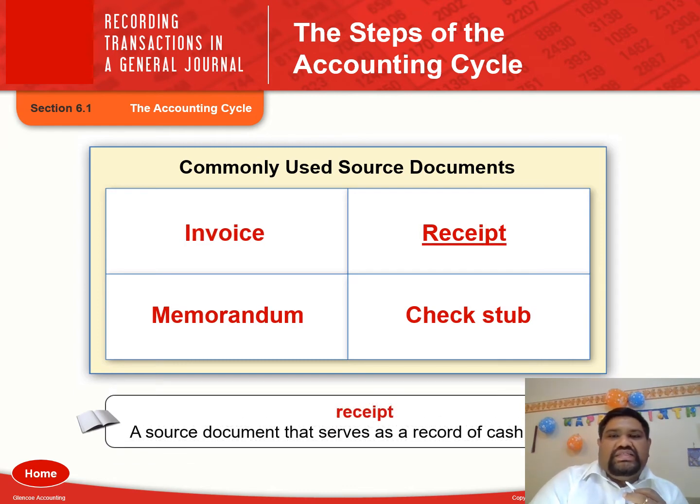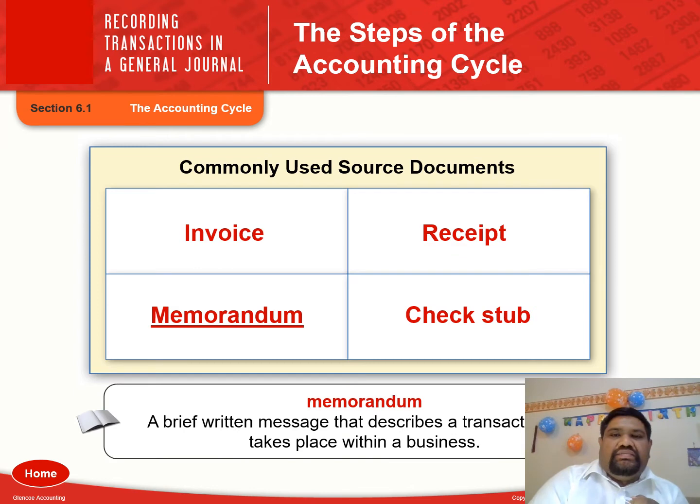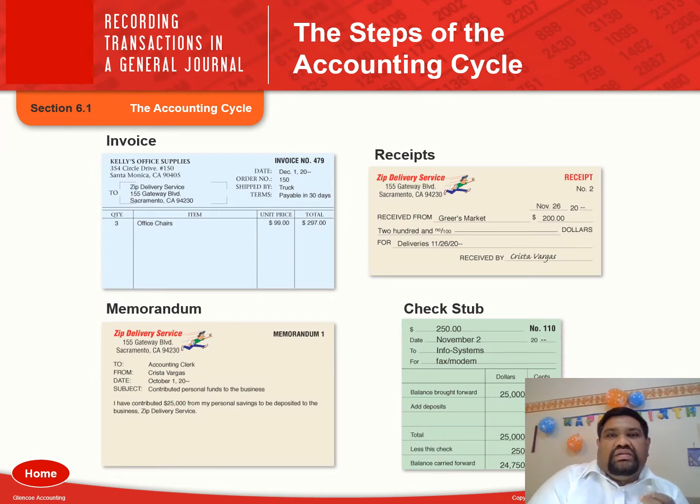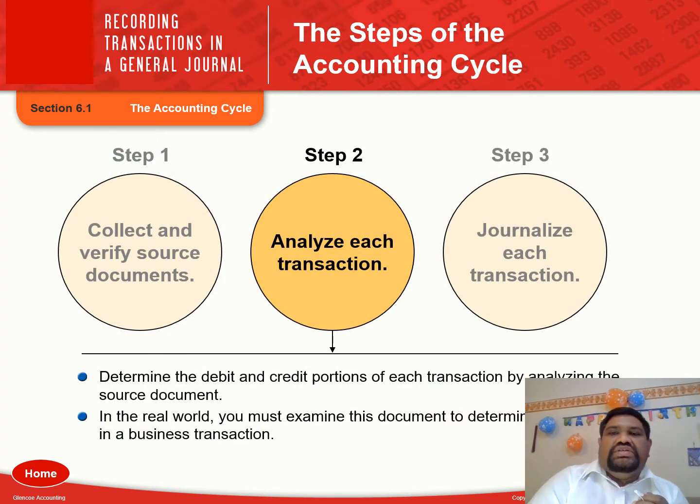Next one is receipt. It is a source document that serves as a record of cash and checks. The memorandum is a brief written message that describes a transaction that took place within the business during the accounting period. Then check stub, which deals with the bank, all the checks written and the checks which we have received or issued. This is the format of invoice, receipt, memorandum and check stub. So these are the things we have as a bookkeeper.